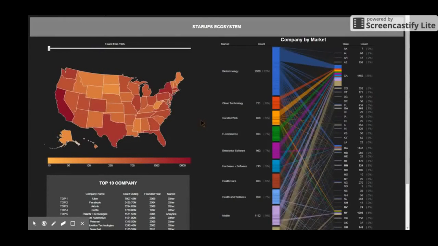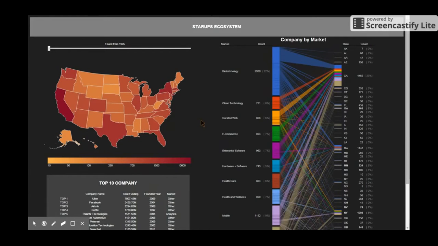Here is our project, the Startup Ecosystem Visualization. Our project goal is to visualize the startup ecosystem with aspects of companies' located state, amounts of funding received, top markets within the state, distribution of startup markets of the state, and so on.